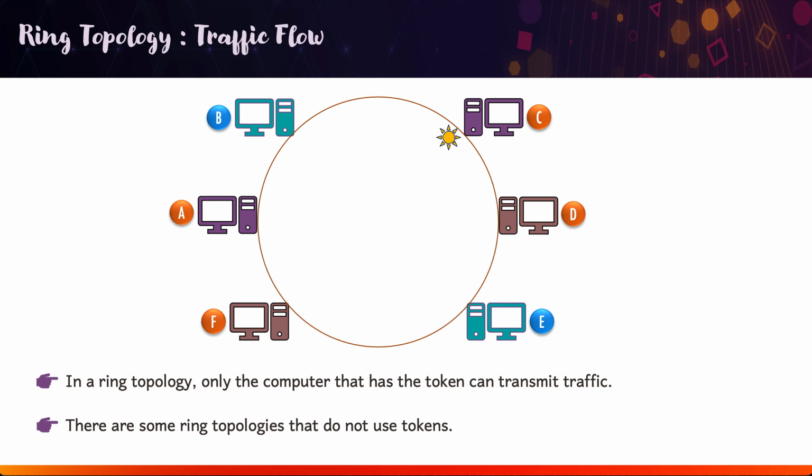As I mentioned, tokens are one form of controlling access to the wire. There are some other ring topologies which do not use tokens. They have their own mechanisms to control the access to the wire. So therefore they don't use tokens. But the most popular one is the token ring, where a token is used to control access to the wire.